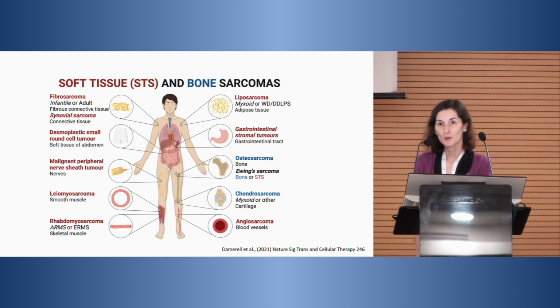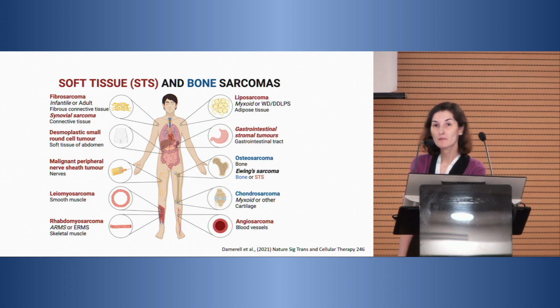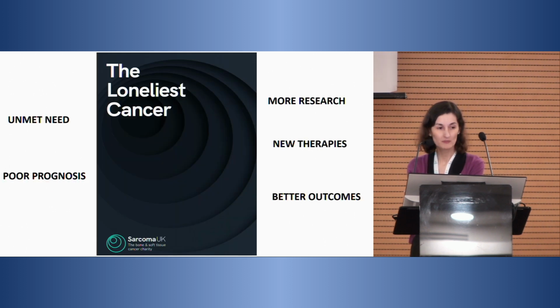As we know, in sarcomas we have two main groups, soft tissue sarcomas and bone sarcomas, and we have many different subtypes of soft tissue sarcomas. The treatment options available for different subtypes of sarcoma are quite variable, and the same is true for the clinical trials that are up and running for different subtypes of soft tissue sarcomas.